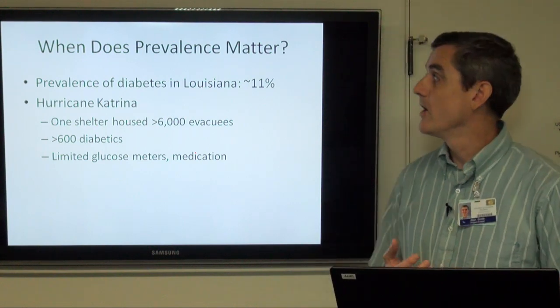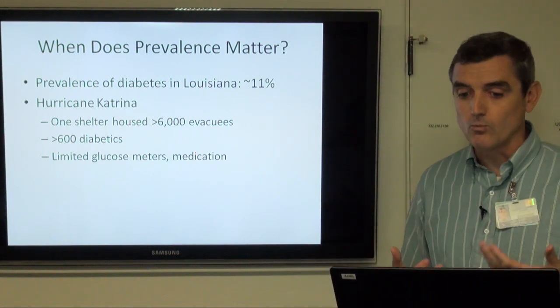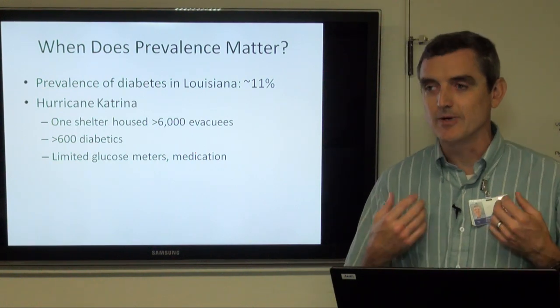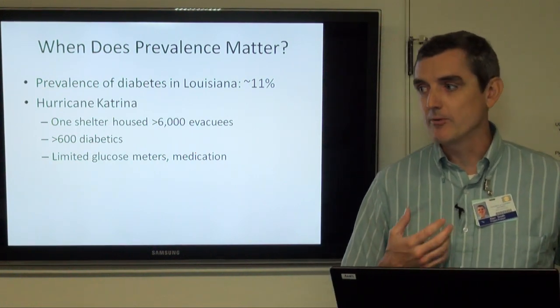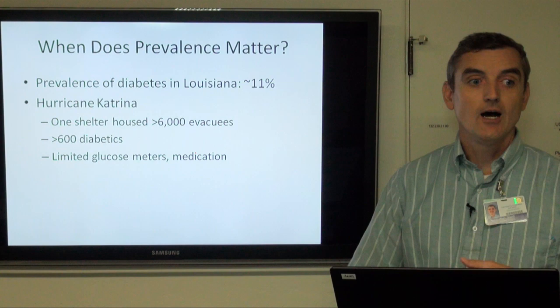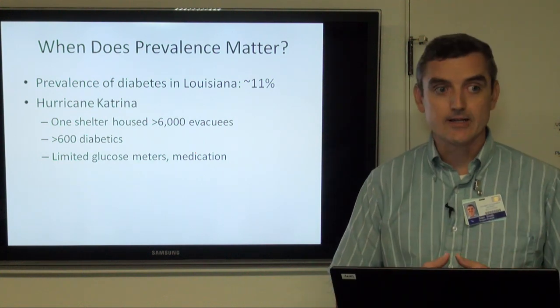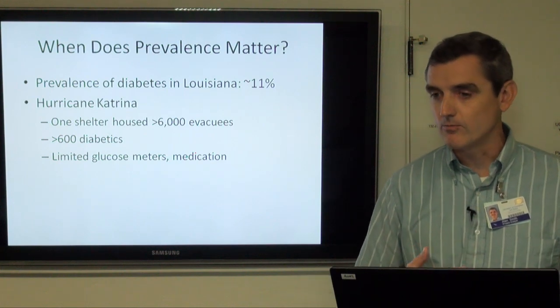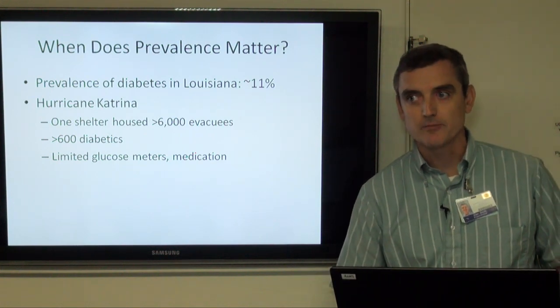So why does prevalence matter? Well, in the case of pregnancy, certainly you want to have some idea of how many women with that sort of condition. With our older adults and their anticoagulant medications, we want to have some idea of what the burden is going to be.